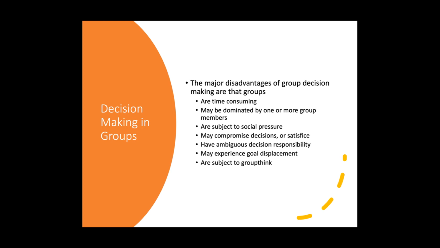Anytime you have groups working together, that means the group's going to be subject to social pressure. And that may sometimes lead to compromise decisions, to the group satisficing, as we mentioned before. You also, on a practical level, may end up with ambiguous decision responsibility. Who's actually responsible for making sure this thing gets implemented? Who's responsible for doing the necessary further research into particular alternatives?